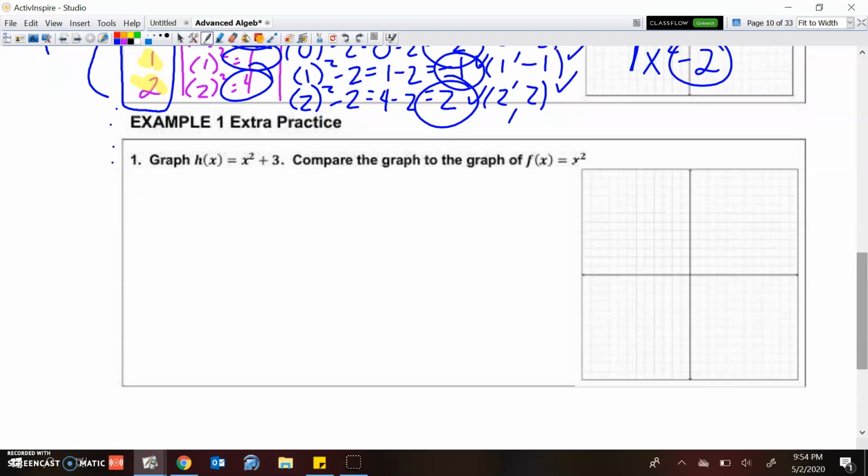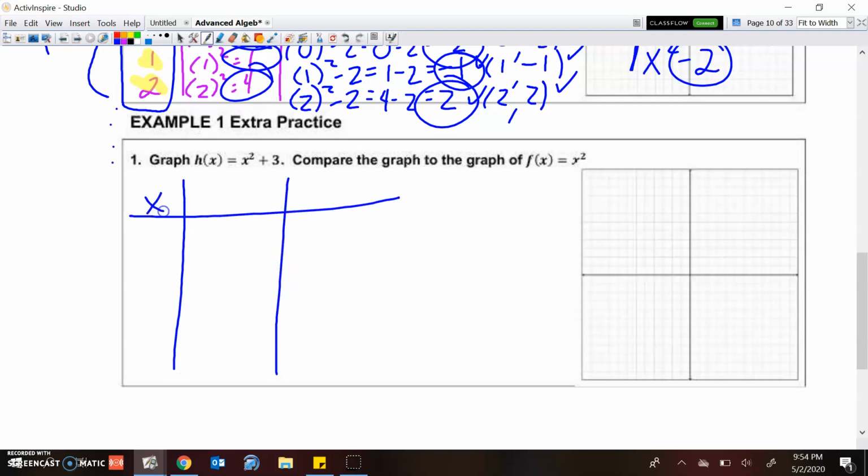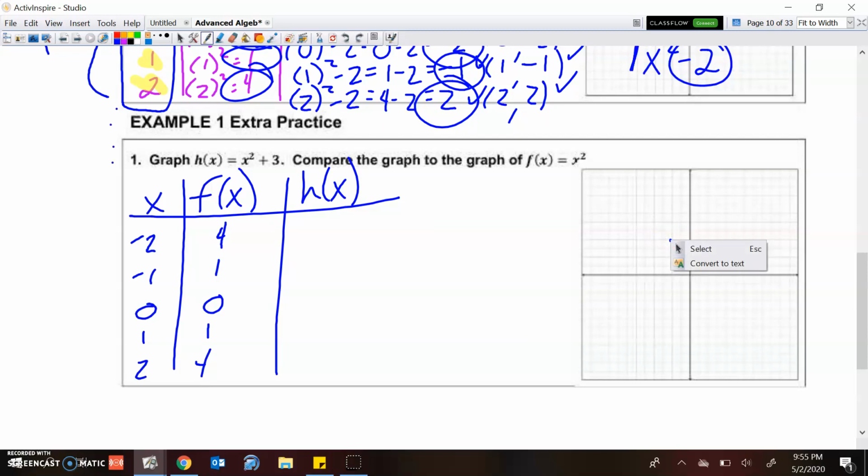Okay. All right, let's practice this one. Compare the graph to the graph of x squared. Same thing, so I'm just going to put out my table. You don't really have to write the f of x in there if you don't want to, but I'm going to put that just to start. So negative 2, negative 1, 0, 1, 2. I know now that these answers are 4, 1, 0, 1, 4. Okay, all right, so I'll plot that again. I might not have to zoom in. Here is negative 2, 4; negative 1, 1; 0, 0; 1, 1; and 2, 4. So here's my parent function. This time it's in blue.